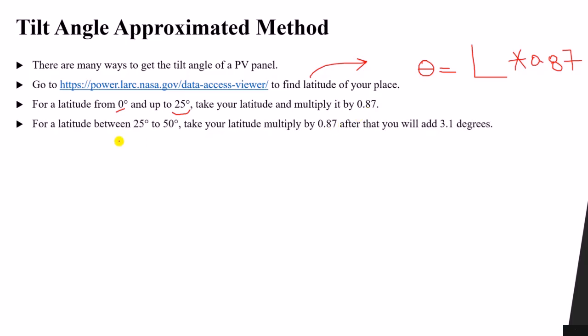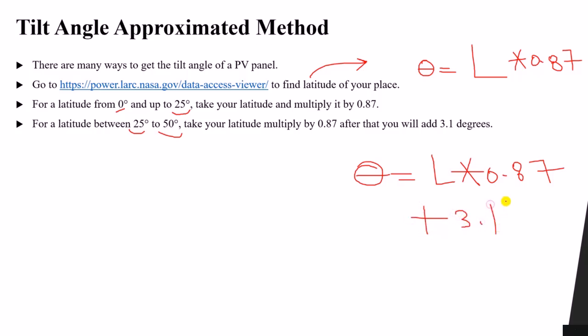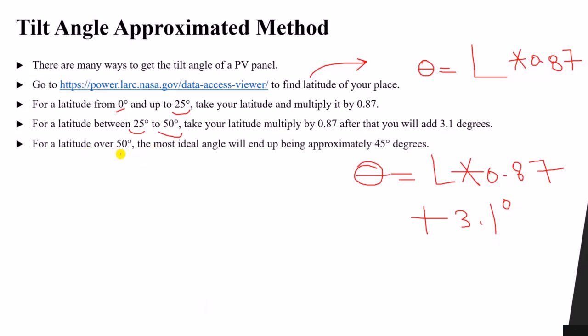The second way: if the latitude of your location is between 25 and 50 degrees, then what are you going to do? You will find that theta in this case will be the latitude multiplied by 0.87, L times 0.87. After that, you will add 3.1 degrees, so plus 3.1 degrees. Now, if your latitude is above 50 degrees, then the most ideal angle is 45 degrees. You will set it at 45 degrees.